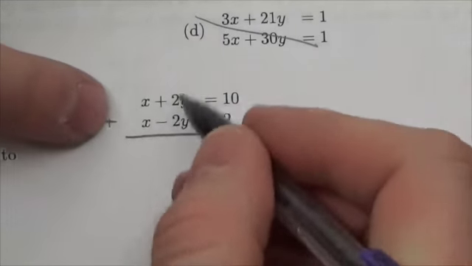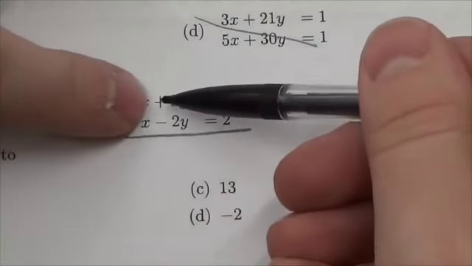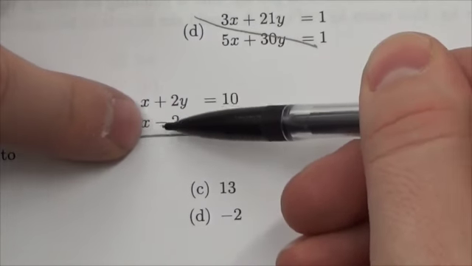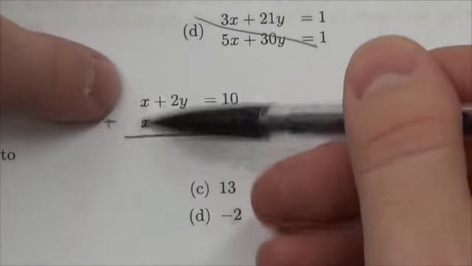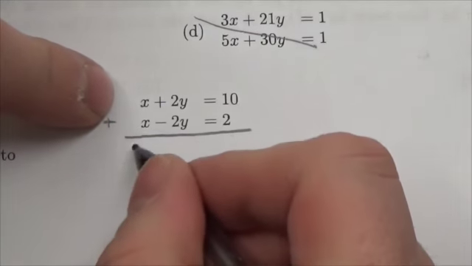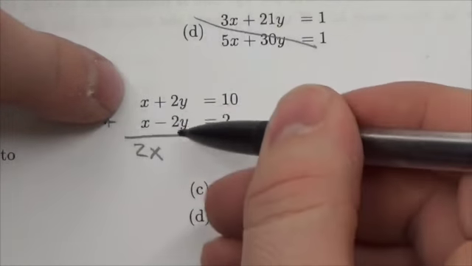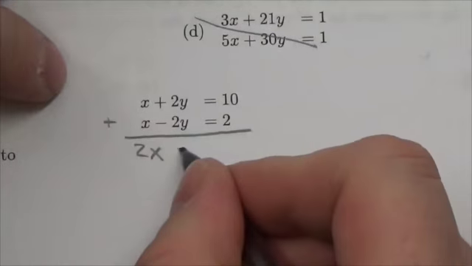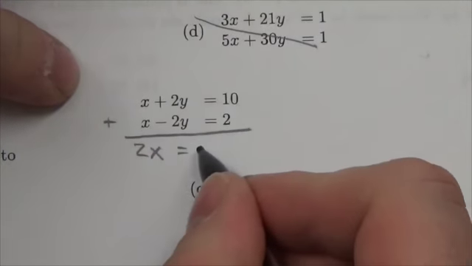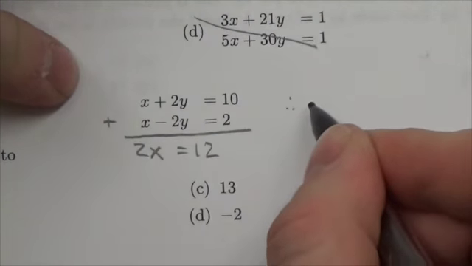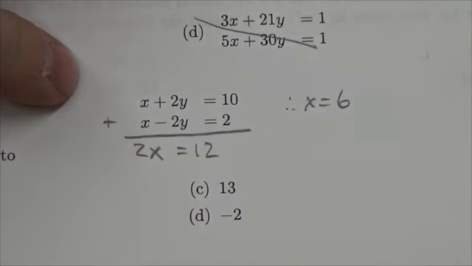I'm going to eliminate the y simply by adding the two equations, and I do this because their coefficients are the same, but their signs are different. So when I add those together, x and x gives me 2x, plus y and negative y, those go away. 10 and 2 gives me 12, so therefore x is equal to 6.